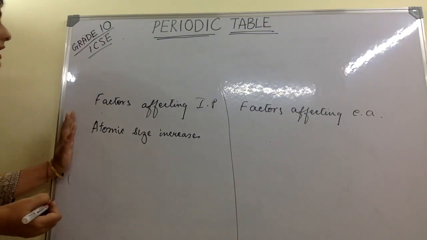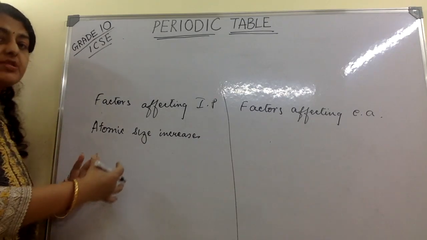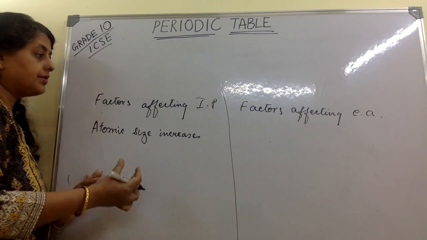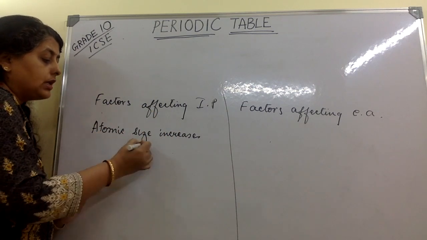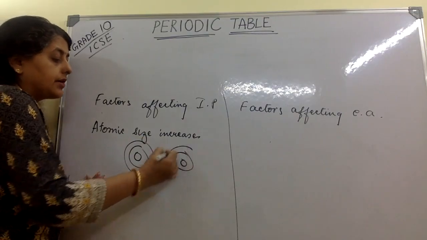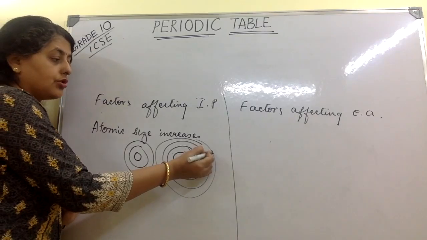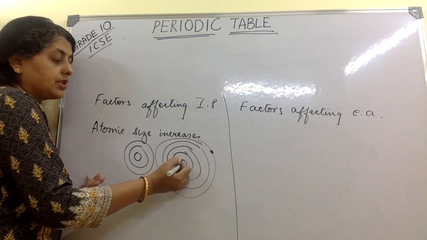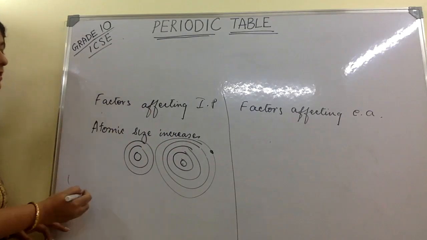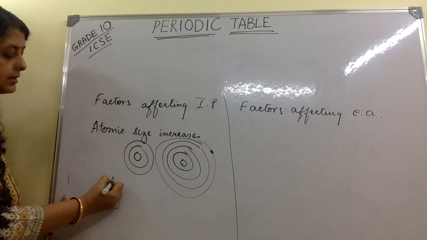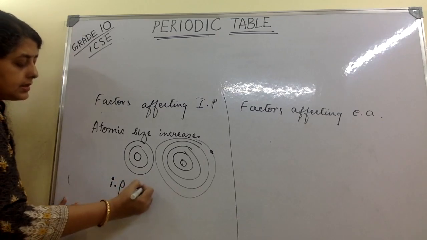If the atomic size increases, the atoms become bigger, and the nuclear attraction on the outermost electrons is less. If this is a small atom and this one is a big atom, then the electrons over here will be less attracted to the nucleus, so it is easy to take out one electron, so IP decreases. As atomic size increases, IP decreases.